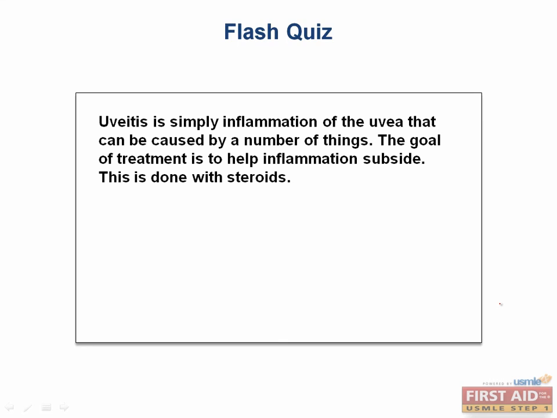So as we discussed, uveitis is simply inflammation of the uvea, and that can be caused by a number of different things. And so the goal of treatment is to help inflammation subside, and steroids are a pretty good option for doing that.